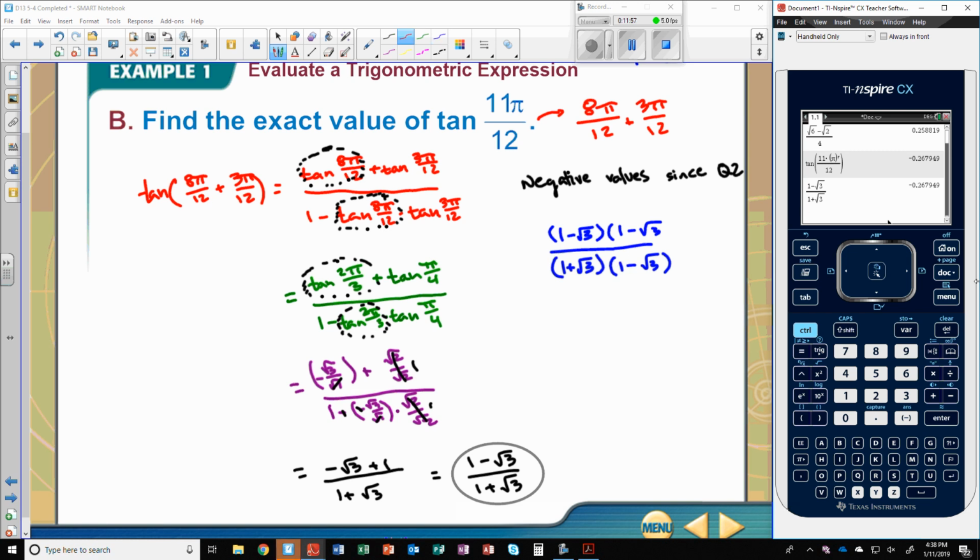What I can do is I can eliminate that square root in the denominator, the radical, because when you multiply with conjugates, what happens is the middle two terms, when you FOIL here, the O and the I cancel each other out. So all I'm left with on the bottom would be 1. The 1 times negative square root of 3 and the positive square root of 3 times 1 would cancel. And then square root of 3 times negative square root of 3 is negative 3.